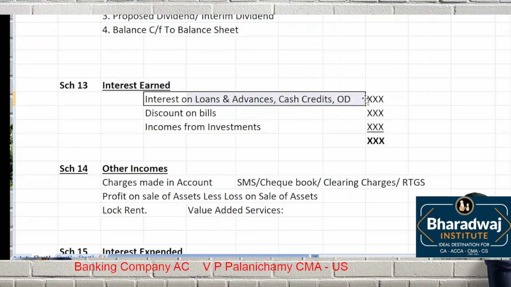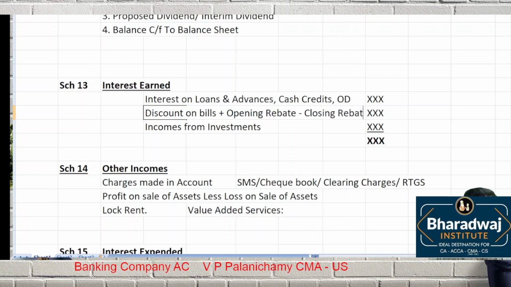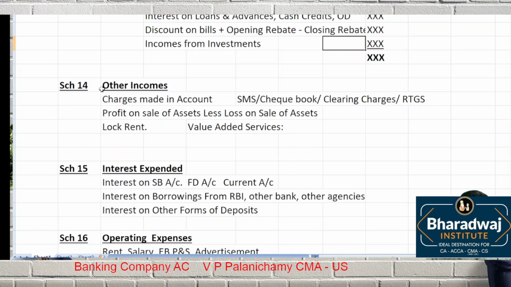So all types of interest earned will come in schedule number 13. Discount on bills, we had seen this rebate concept. Add opening rebate that belongs to the current year minus what? Closing rebate that belongs to next year. Income from investment also will be included here.